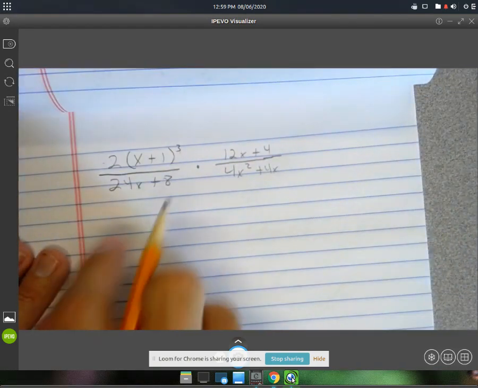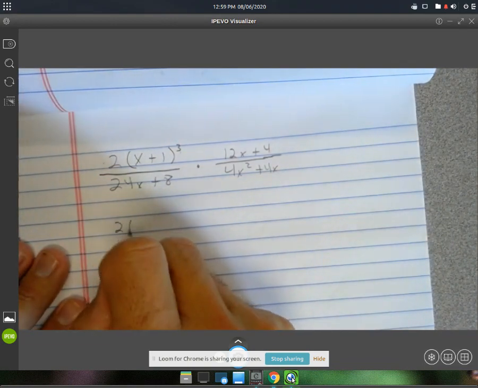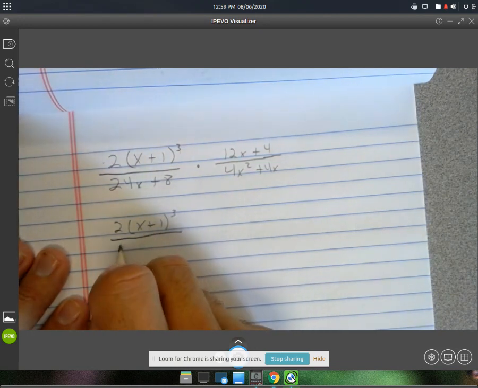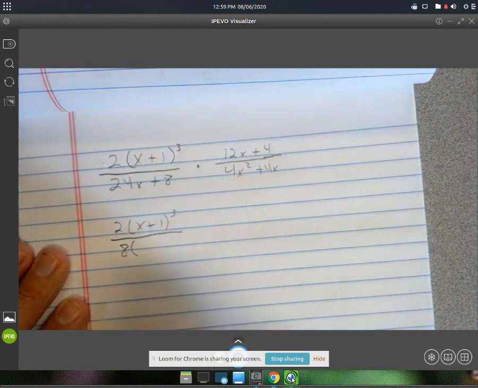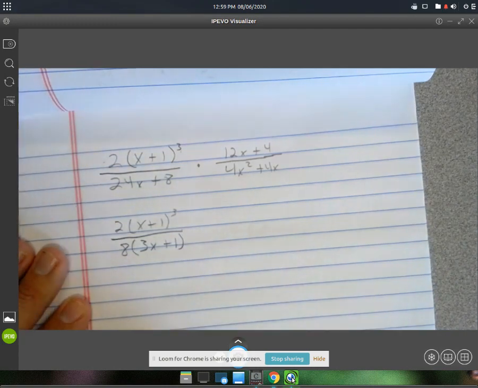All right, in the bottom, we can take an 8 out of both terms. Let's rewrite it here, 2x plus 1 third. And we're going to be taking out an 8. So 8 times 3 gives us 24, and then 8 times 1 gives us 8.